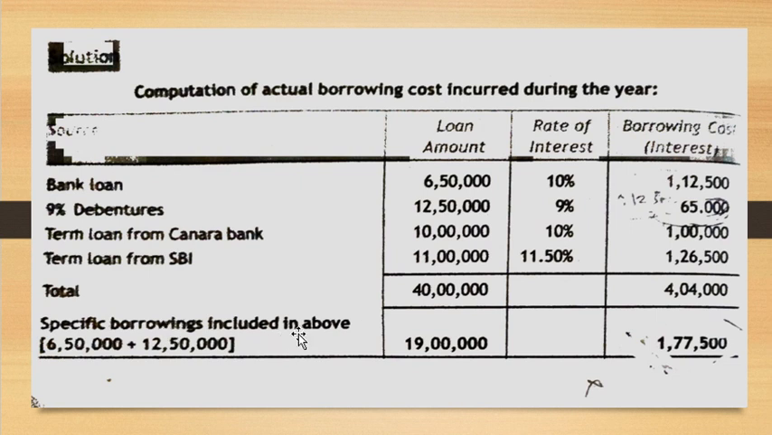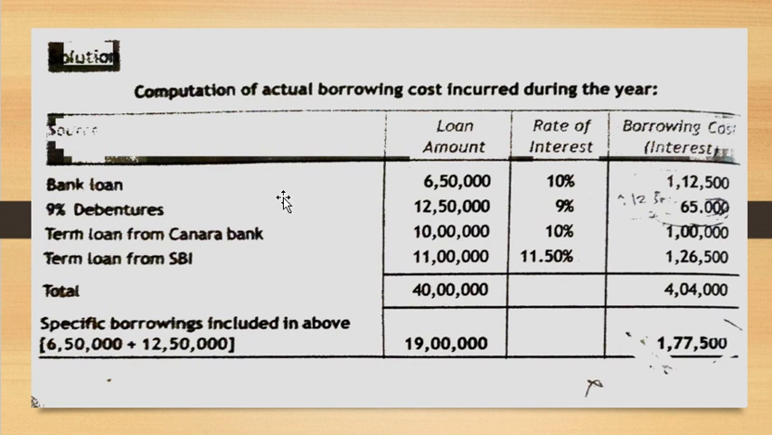So the specific borrowings included above are 6,50,000 plus 12,50,000. When you add, you will get the loan amount which is 19,00,000. So interest on this is 1,12,500 plus 65,000, which will give you 1,77,500. So this is the loan, or the amount to be capitalized, which is the specific borrowing, and this is the interest to be capitalized.